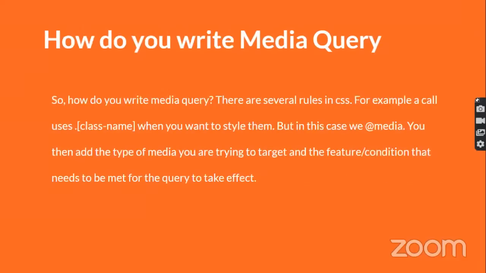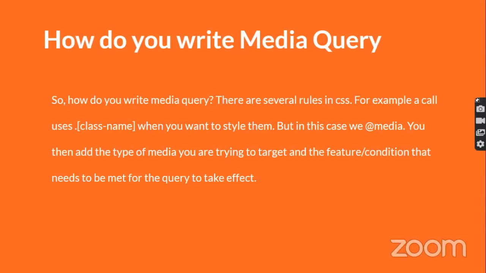Then the next one, how do you write media query? There are several rules in CSS. For example, a class uses dot class name. You know how, when you are trying to write your style, we call it class, maybe we call it class parent or main, then you go to your CSS, you do dot, then the class name, probably parent, so as to style it. So also you have it in media query.